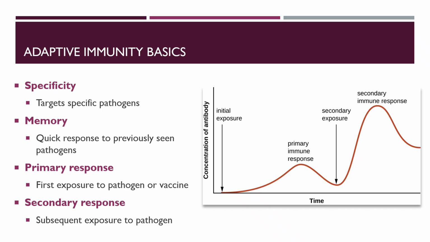Primary response is the first exposure to the pathogen or the vaccine. When you're exposed to the pathogen, typically you get sick. When you're exposed to the vaccine, you don't necessarily get sick, and we're going to talk about vaccines at the end of this lecture. The secondary response is any subsequent exposure to a pathogen. So there's not a tertiary or a quaternary or anything like that. Every time after the primary response that you are exposed to that pathogen again, we refer to that as the secondary response. That's when that memory chip kicks in, and most of the time you don't even get sick. You don't even know you were exposed.